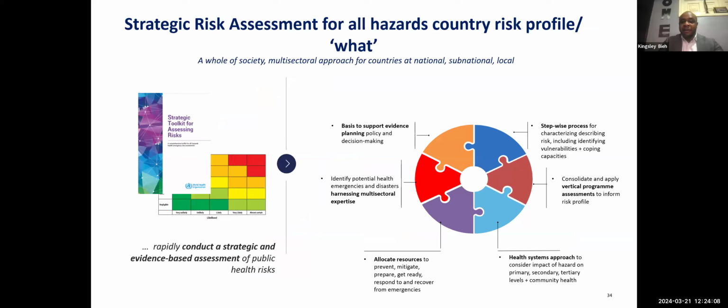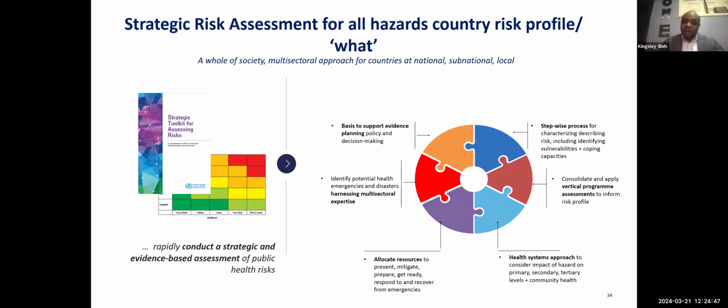Here again is a description of what STAR, Strategic Risk Assessment, the all-hazard country risk profile, is. It's a comprehensive all-hazard approach that helps countries to rapidly conduct a strategic, evidence-based assessment of their health risk. It uses a stepwise approach. So countries, with multisectoral participants in a workshop setting, use this tool to identify the hazards they face, and describe the likelihood, the seasonality, and also the impact of that hazard. With all that information, they develop the country risk profile.